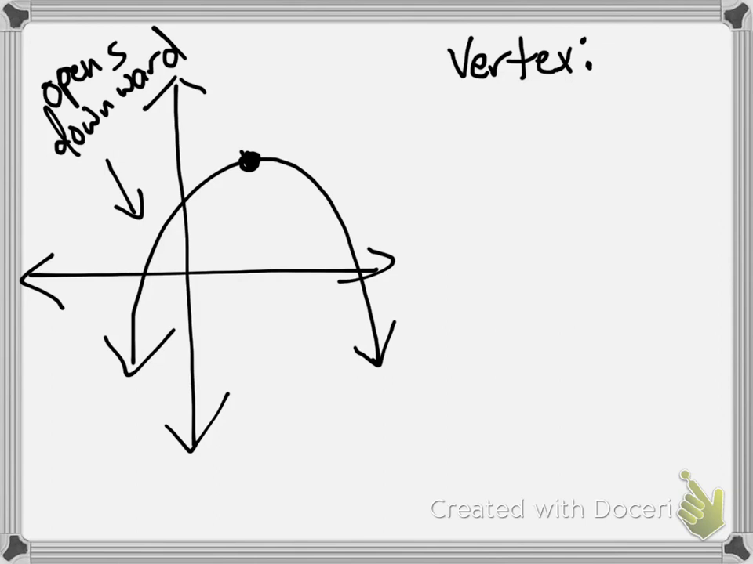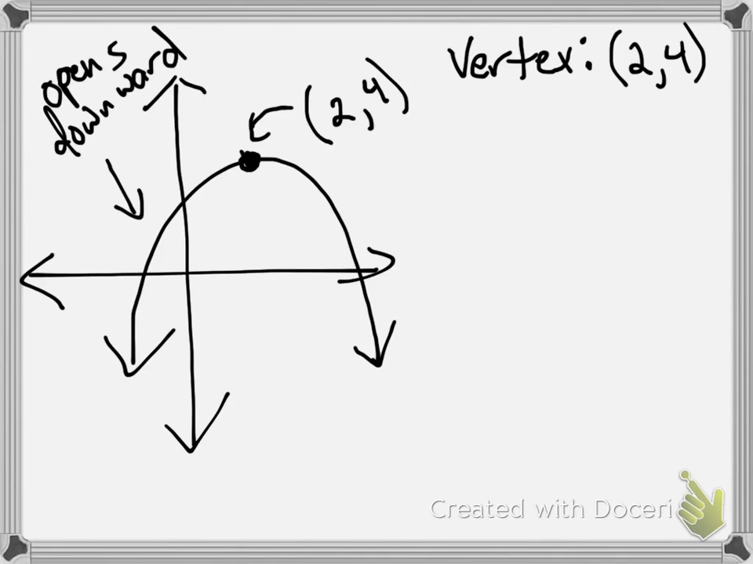But for now, the vertex is right there, and I'm just going to say that this is about, let's say, x is equal to 2, and y is equal to 4. Okay, that's what this point is right there. And so when you're talking about the vertex, you just list what that coordinate is, either the top of the hill or the bottom of the valley.